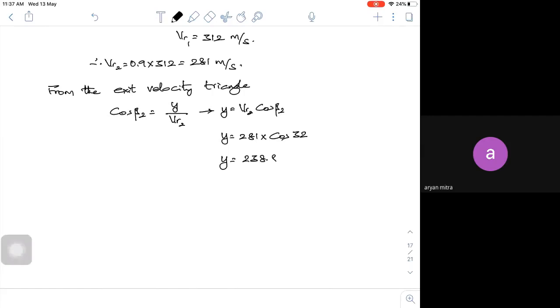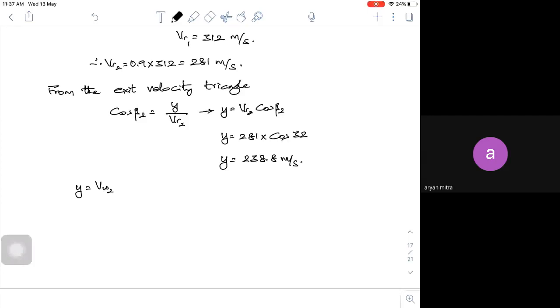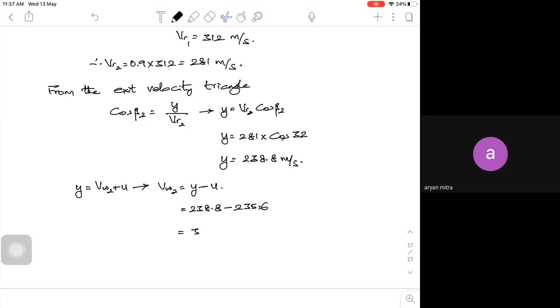Once I find this y, what is y? Y is equal to Vw2 plus u. So I need to find Vw2. Vw2 is equal to y minus u, that is 238.8 minus 230.6. So this comes to around 3.2 meters per second. Vw2 is equal to 3.2 meters per second.